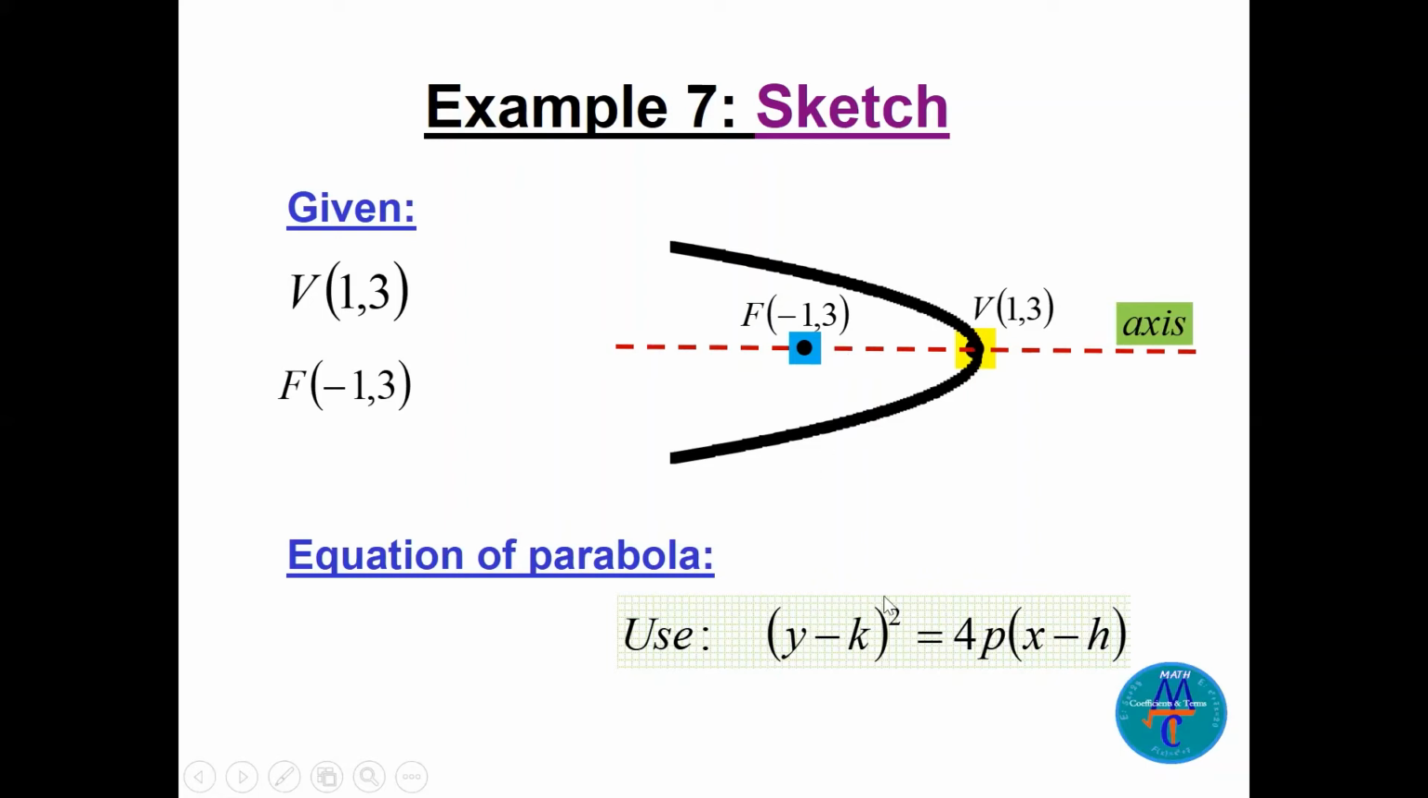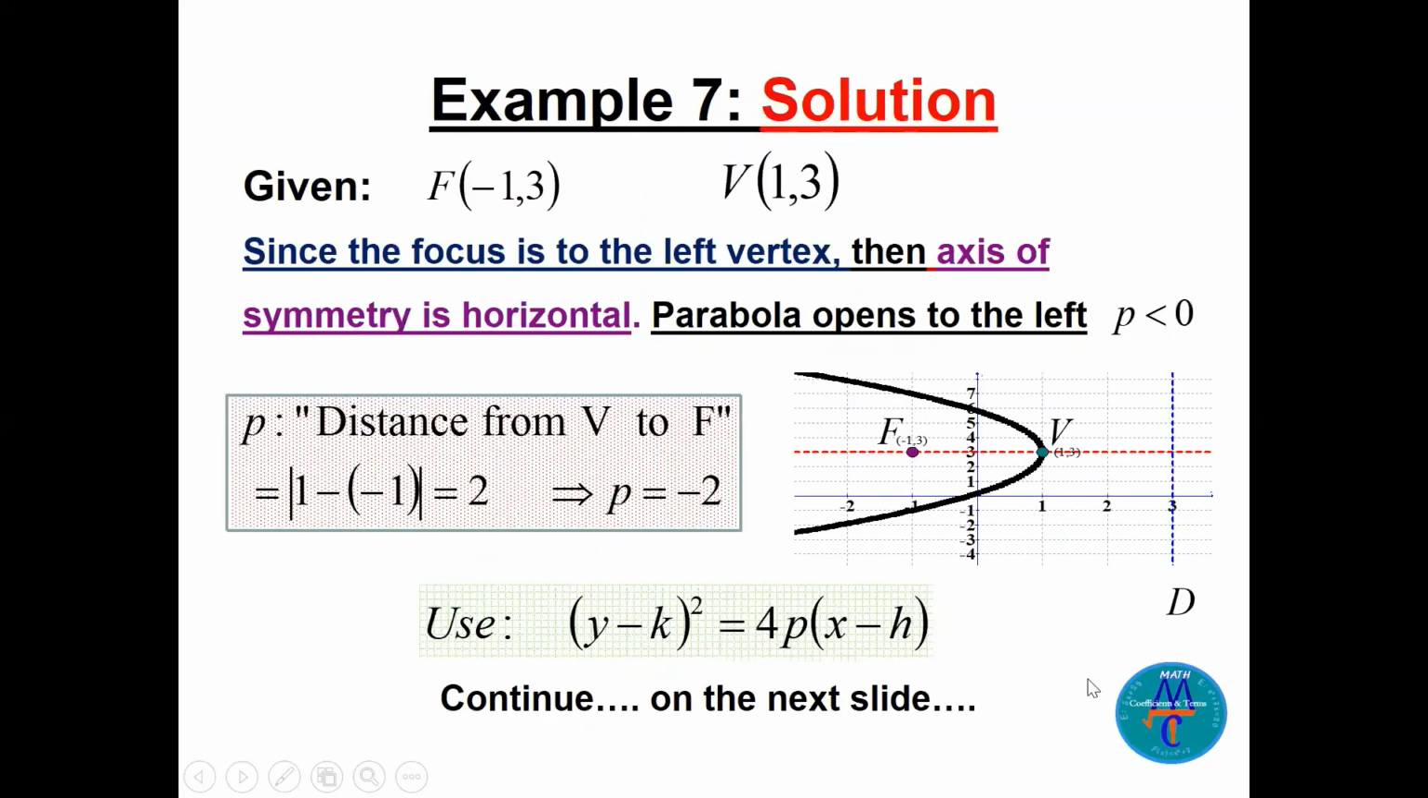And we know the equation also: squared on the y, that's a horizontal parabola. (y minus k) squared equals 4p times (x minus h). So we can proceed now. From the sketch, we know that the parabola opens to the left. Now, what is p? Remember the definition? p is the distance from V, the vertex, to the focus. So it's the absolute value of 1 minus (-1), which is 2. So p is 2 as a distance, but since it opens to the left, we have to write p equals minus 2.